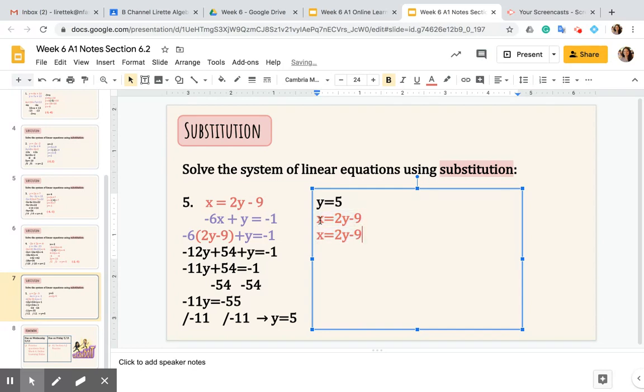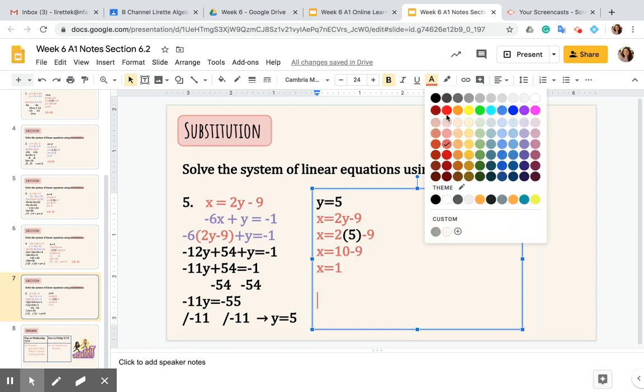So I'm going to take this and replace the y with parentheses, because remember, this means multiplication, so I need parentheses, and then I replace the y with 5. Then I simply simplify and solve as needed. 2 times 5 is what I do first. That gives me 10. Minus 9 comes down. I subtract last and get 1.